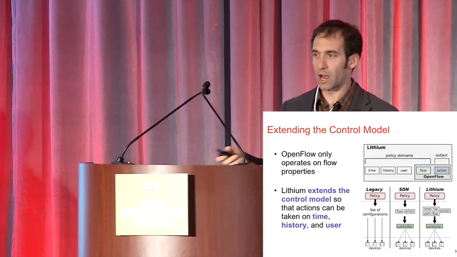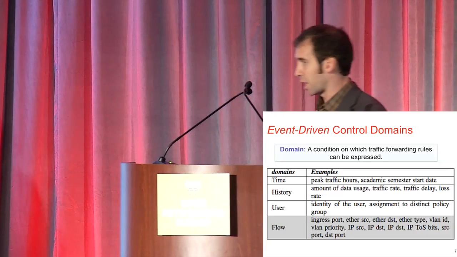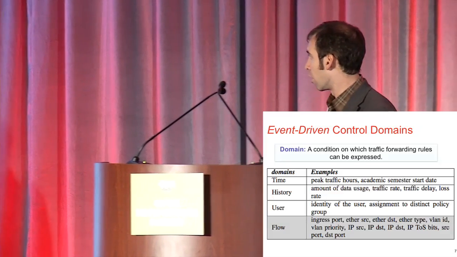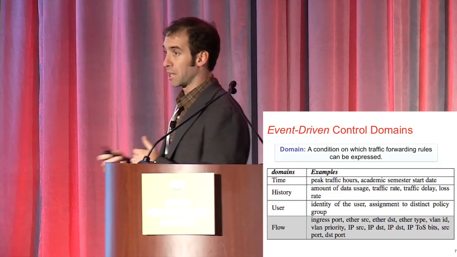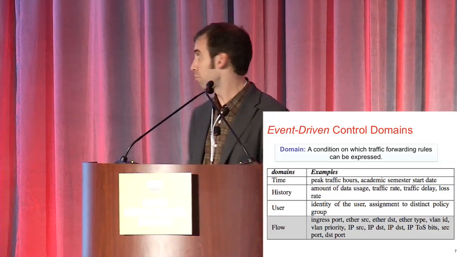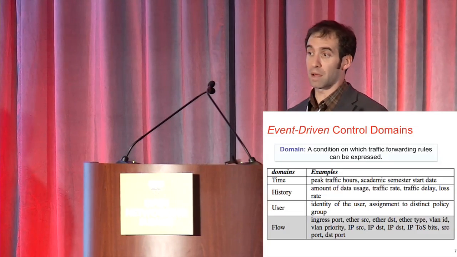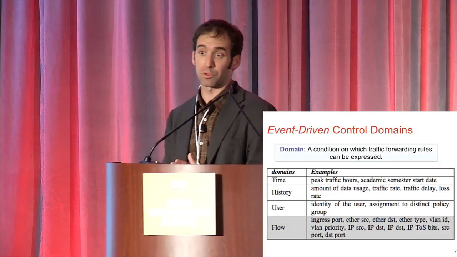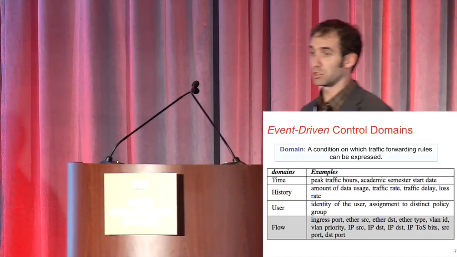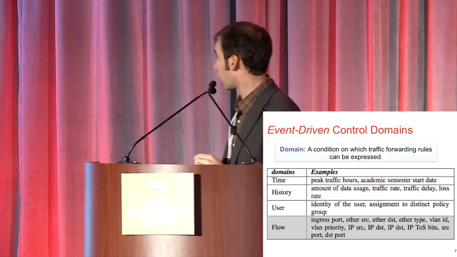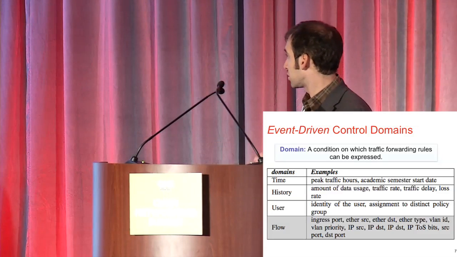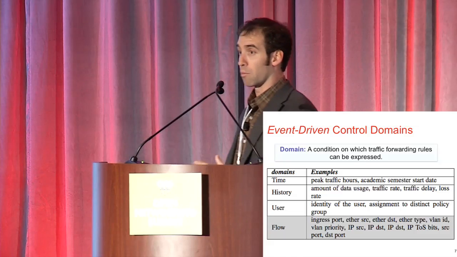Great, simple idea. How do we actually do it? Before I get into the nuts and bolts, let me give you a bit more detail about what I mean by these policy domains. For example, the time domain might be fine-grained time. It might be to behave a certain way during peak traffic hours and do something else during off-peak. It may depend on time of year. For example, if you're a campus network operator, you may do different things in the summer versus during the academic year. History might be things like how much data has a user sent for a particular application over some time interval. It might have to do with the rate at which the user is sending, and so forth. User domains, as I mentioned, might involve the identity of a user or the group to which a user belongs.